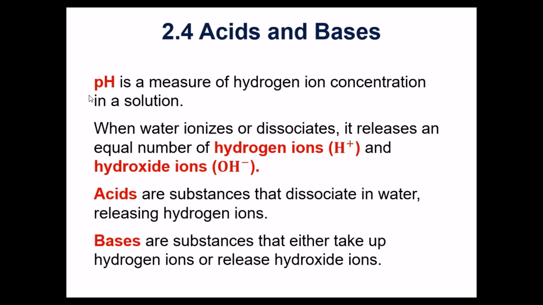The P stands for potential. A lot of people substitute the word power there, the potential of hydrogen, or the power of hydrogen, if you want to think of it that way. You're essentially measuring the hydrogen ion concentration in a particular solution whenever you're looking at the pH. In other words, you want to measure how many hydrogen ions do I have? It turns out the more hydrogen ions you have, the more acidic that solution is.